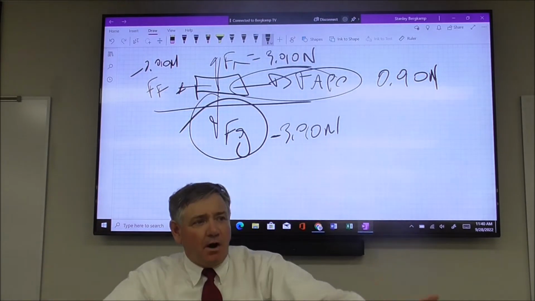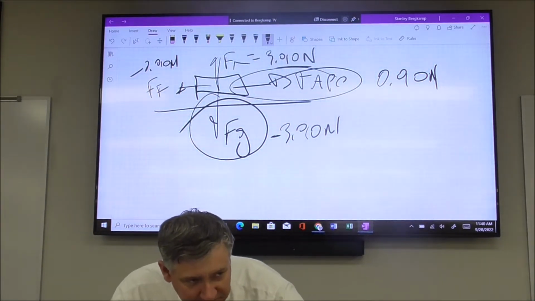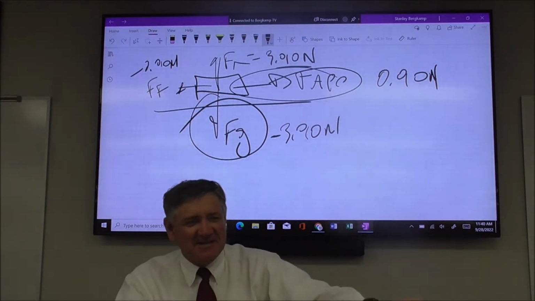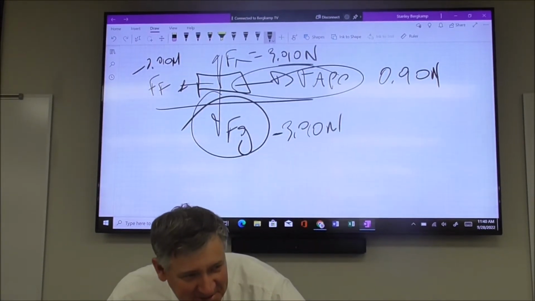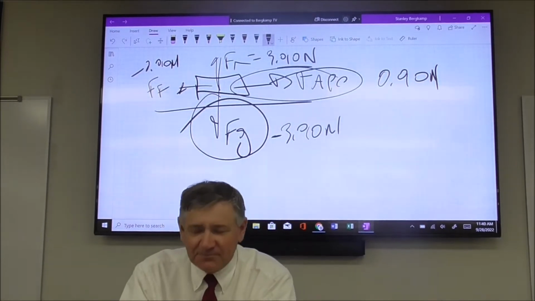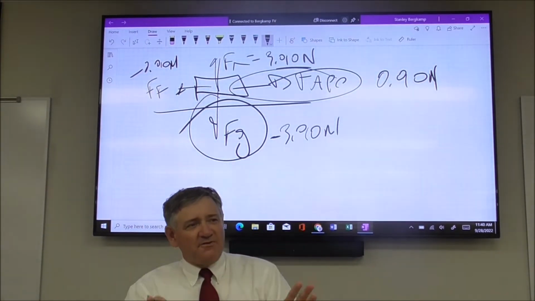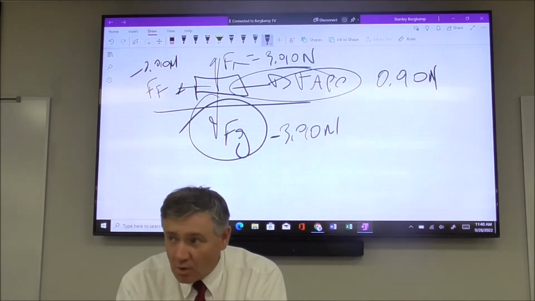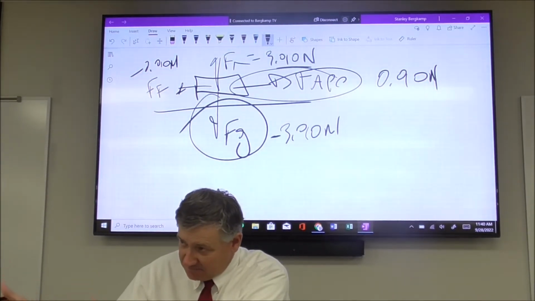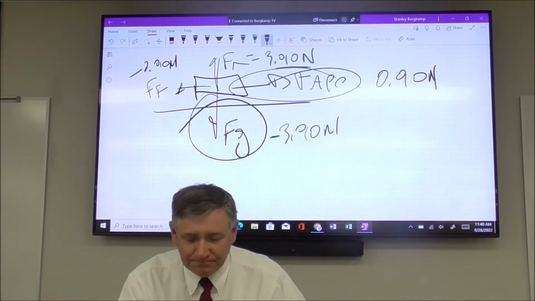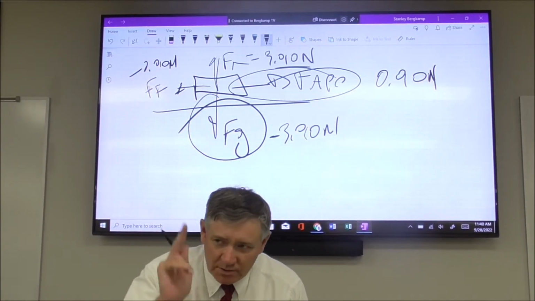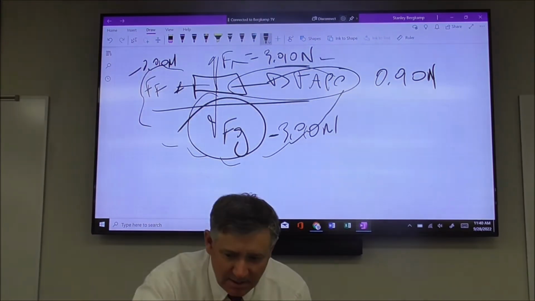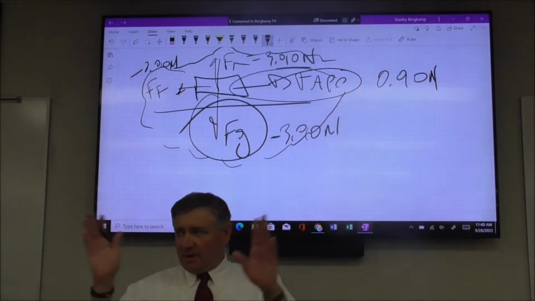So you add them all up. What do you get, Preston? Zero. You get zero. So when all the forces add up to zero, one of two things could happen. It could be at rest, or it could be moving with a constant velocity, but it's not accelerating. So you're going to draw a vector diagram using that as a free body diagram.